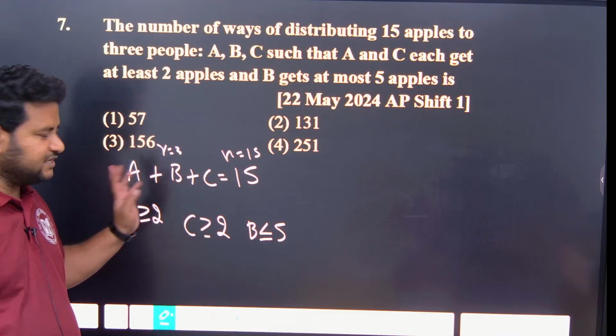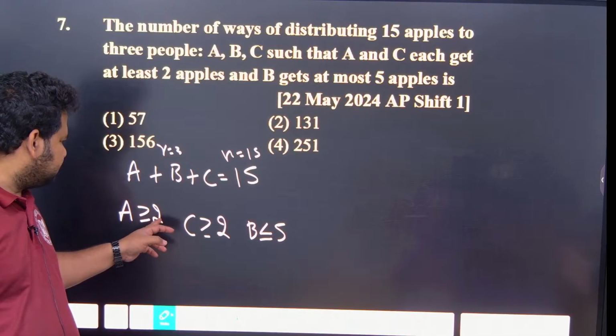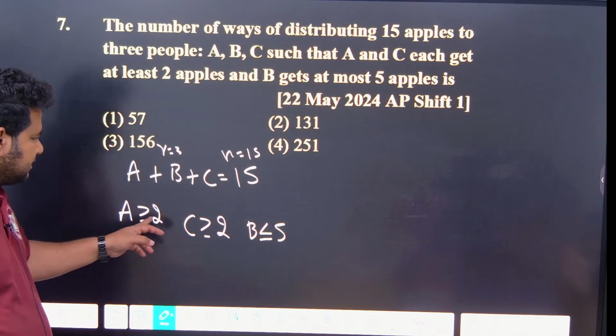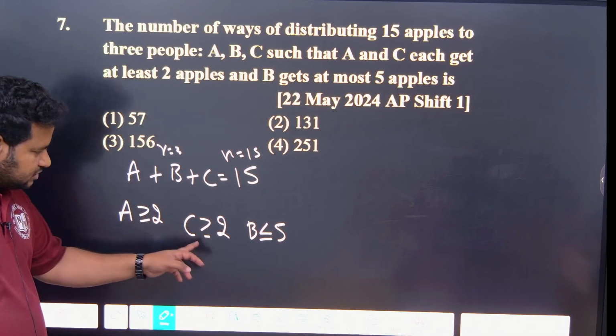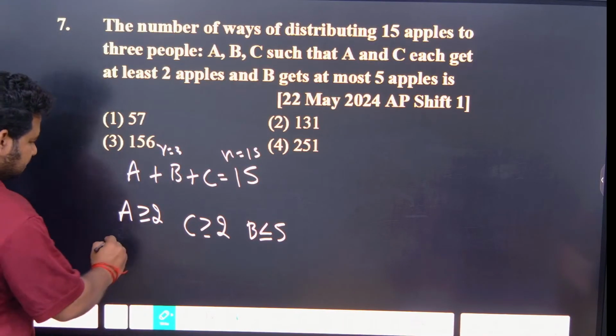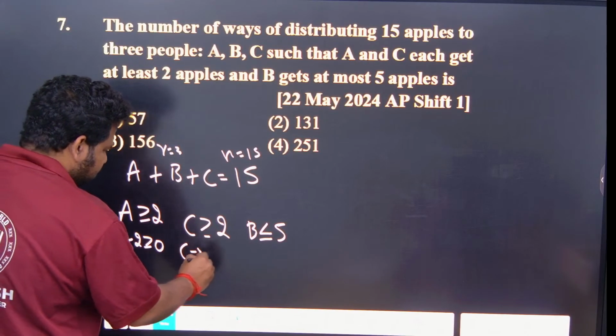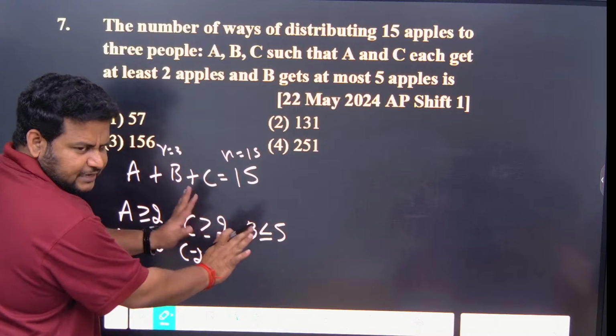Now A and C, I can make them greater than or equal to 0. So this will become A minus 2 is greater than or equal to 0, and C minus 2 is greater than or equal to 0. B, keep it as it is.